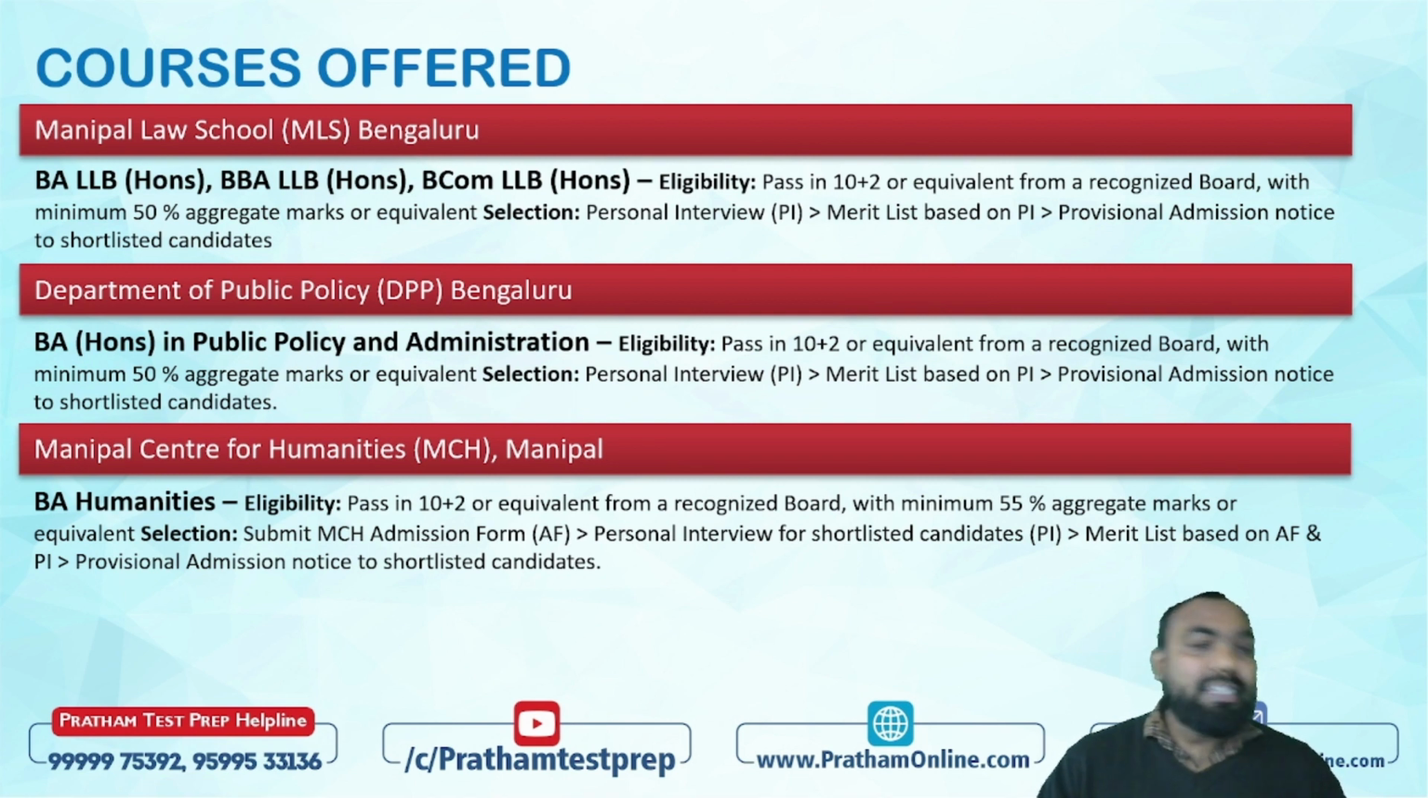Now next is Manipal Center for Humanities. They have the BA Humanities course. This is offered by Manipal campus, and the minimum percentage is 55% in your class 12 score to be eligible for this course. So submission of your MCH admission form, AF, along with the personal interview is required for the shortlisting for this course. So MCH is basically Manipal Center for Humanities. They have a separate form which you have to fill on their website.